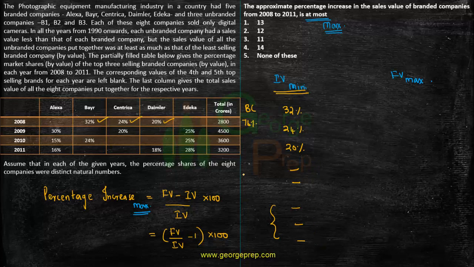As there are 5 companies, let me divide 24 by 5. The greatest multiple of 5 below 24 is 20, so let me give 4 each first: 4, 4, 4, 4 and 4. Now that would sum up to 20, but we are looking at 24. So I can make it 5, 5, 5 and 5. Now there are certain conditions which have to be taken care of. No unbranded company can have a sales value greater than a branded company. Each company should have a distinct natural number as its percentage share. And the sum of these 3 should be at least equal to the 5th branded company in this order.